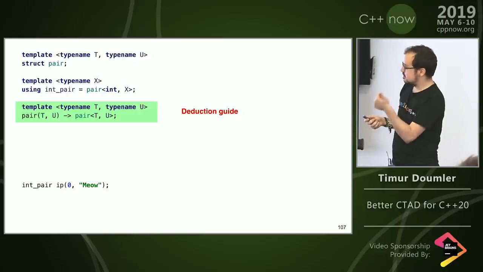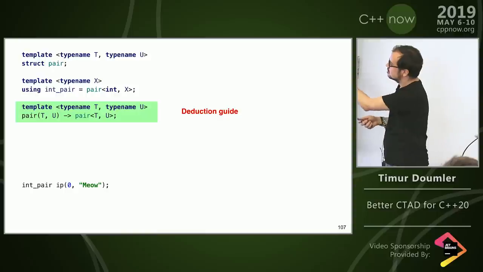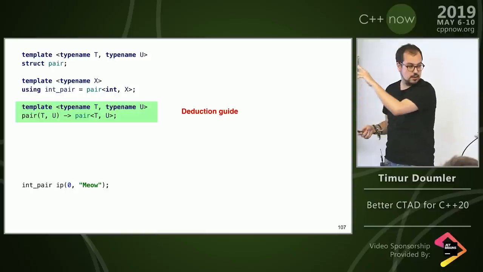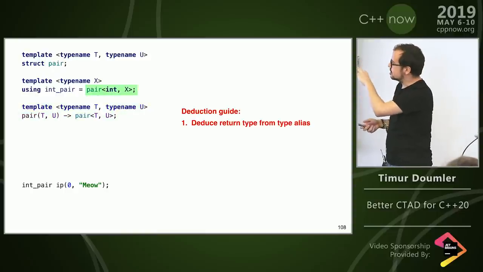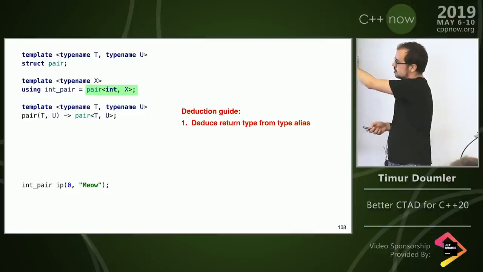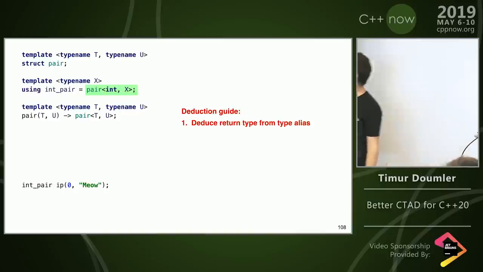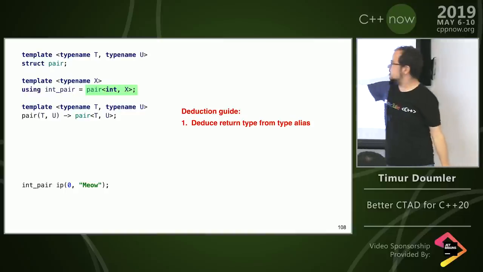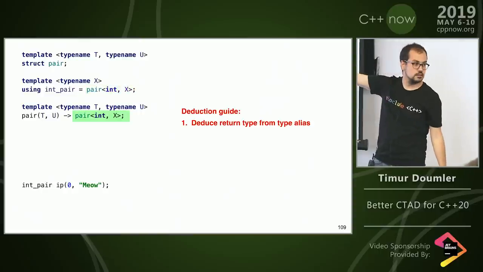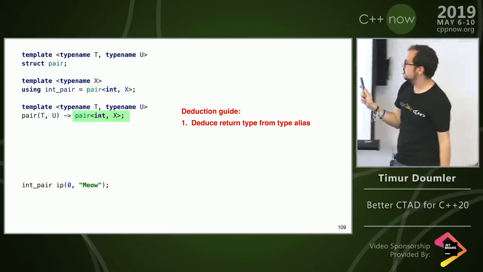So first, the first thing that we're going to do is we have this deduction guide. We're going to take the type alias, and we're going to deduce the return type using this type alias in here. So we're going to take the type alias definition, and we're going to put it in here, right? So we're just going to put this down here. This is the first step.